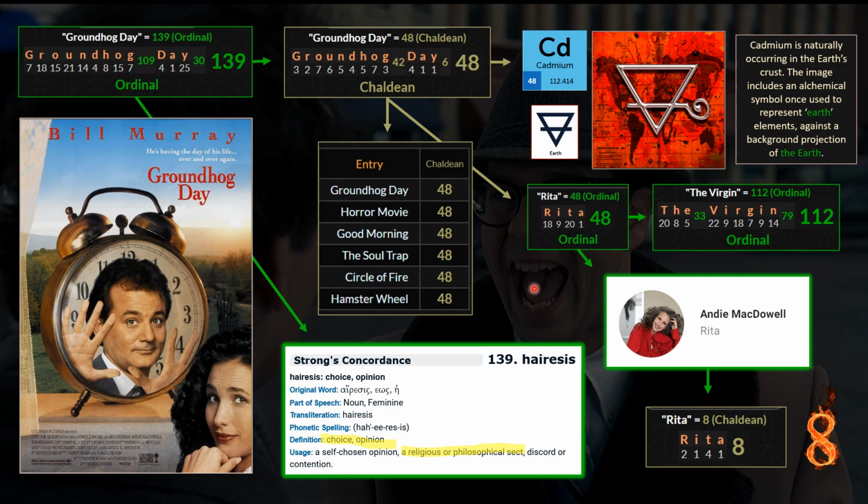Looking at 48 in Chaldean, we can see that the numerology matches other words within the Chaldean. So these are numerical synonyms. So Groundhog Day is a 48, matching the word horror movie, matching the word good morning, the soul trap, circle of fire, and hamster wheel.